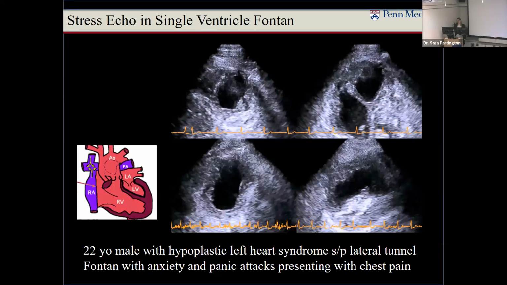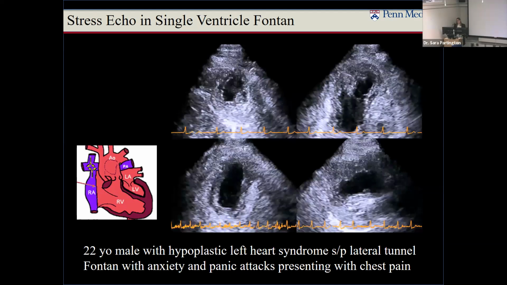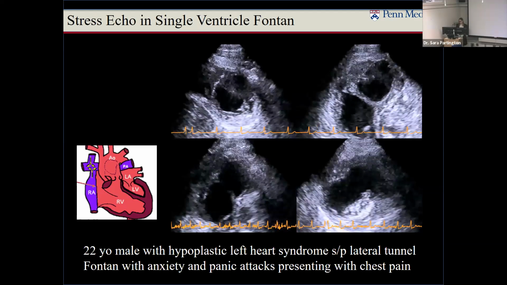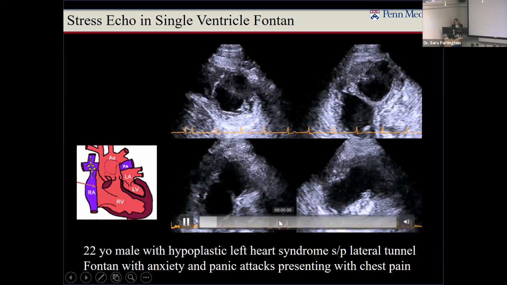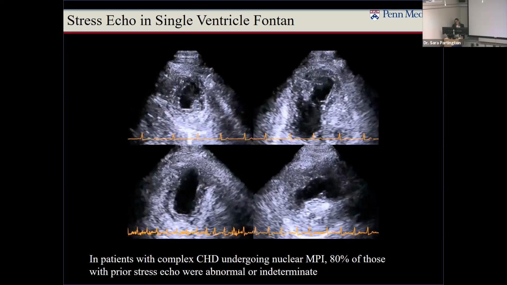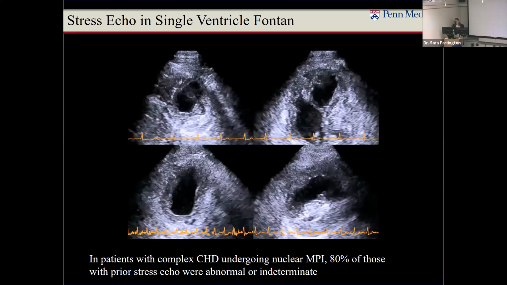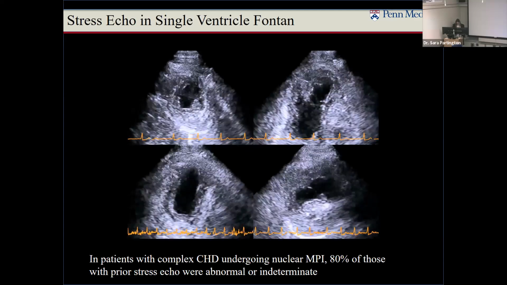So this is a patient with hypoplastic left heart. The left ventricle is very small. The right ventricle is the pumping chamber. And they had a Fontan repair. Sorry, this is not cycling. But you can see how unusual the right ventricle is. It's very trabeculated, really hard to determine if there's any wall motion abnormalities. And with exercise, you can imagine how difficult it would be to definitively rule in or rule out a new wall motion abnormality in these really atypical ventricles.